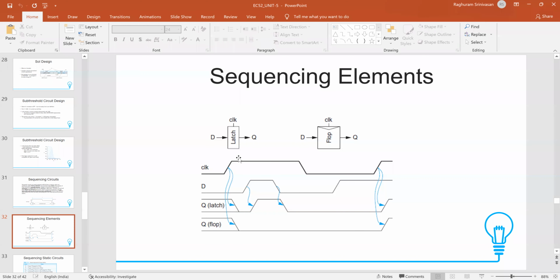At the beginning of the clock cycle, at the clock edge, D was 0. So the output is 0. In between, even if D changes, the output will not change. Only at the next clock edge will D be sampled. At that time, D is high, and that D comes to the output of the flip-flop. So this is the only difference. Both latch and flip-flop can be used for sequencing, but we have to remember that the latch is level sensitive and the flip-flop is only edge sensitive.